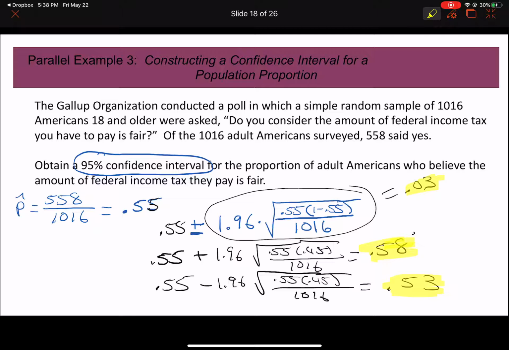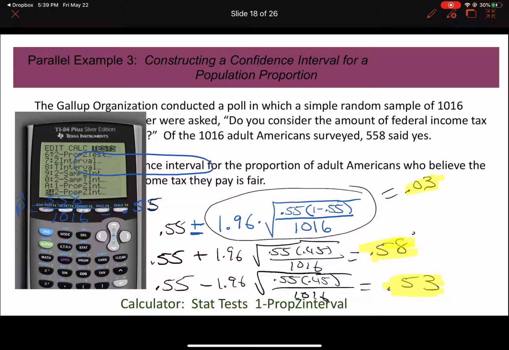So whatever the actual, we can say with 95% confidence that for all of the Americans 18 or older, if we could ask every single one of them, the actual parameter, the actual number that think the amount of federal income taxes they pay is fair, is going to be between 53 and 58%. We can be 95% confident that that is true. All right, let's move on.